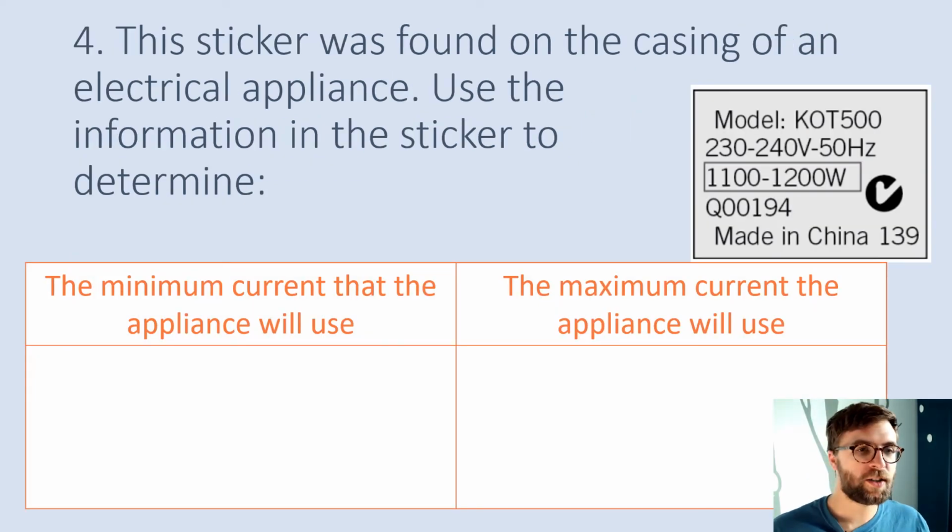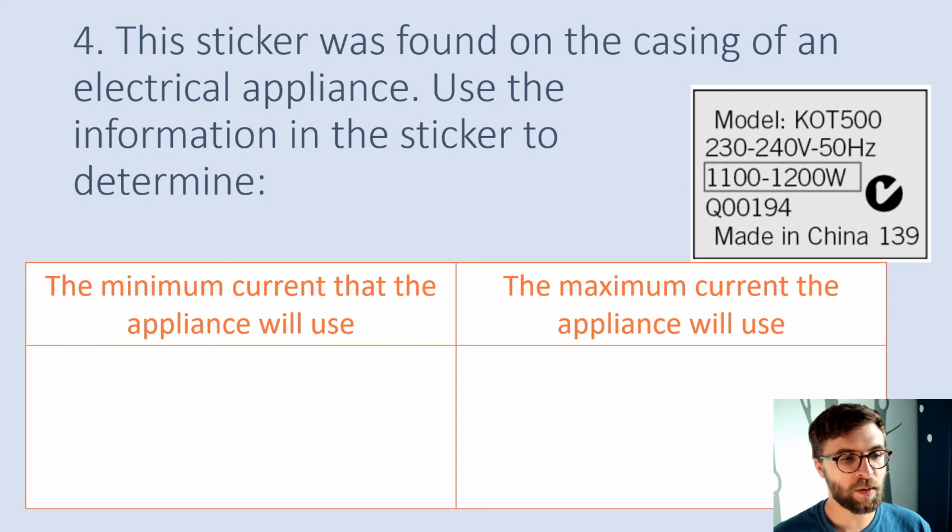And then finally, it's quite a nice question here. It's quite a tricky one. This sticker was found on the casing of an electrical appliance. Use the information in the sticker to determine 2 things: the minimum current that the appliance will use and the maximum current that the appliance will use. So you've got to use a bit of thought here. If we look at the sticker, we can see that the potential difference ranges from 230 to 240 volts, and the power ranges from 1100 to 1200 watts. So we need to think about which of those values will give us the answers that we're looking for.